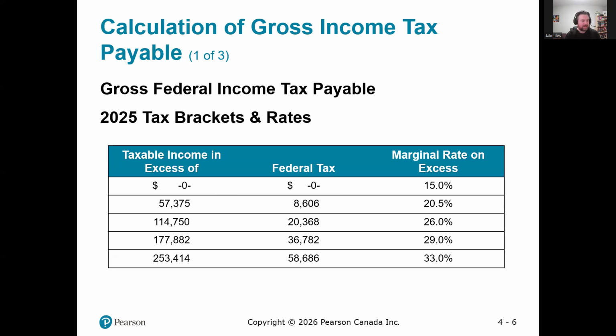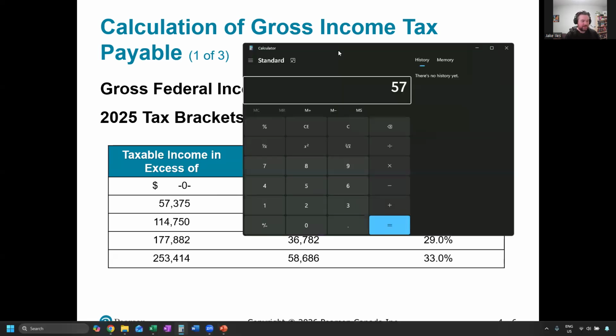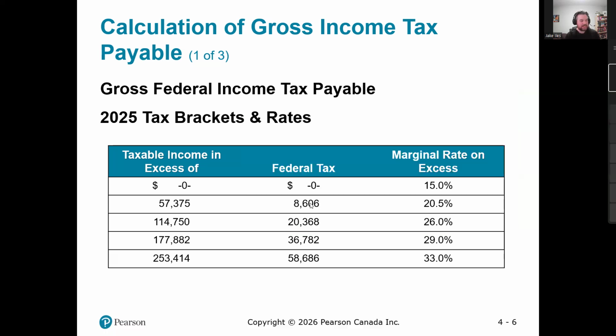I'm opening up the calendar just to show you something. 57,375 times 0.15, that 15%, comes to 8,606.25. You see here, 8,606. Because that 15% is applied to what we call these different levels, brackets, that 15% applies to the whole first bracket. So if I earn exactly 57,375, we know that the tax is going to total 8,606. That's the full income at 15%.